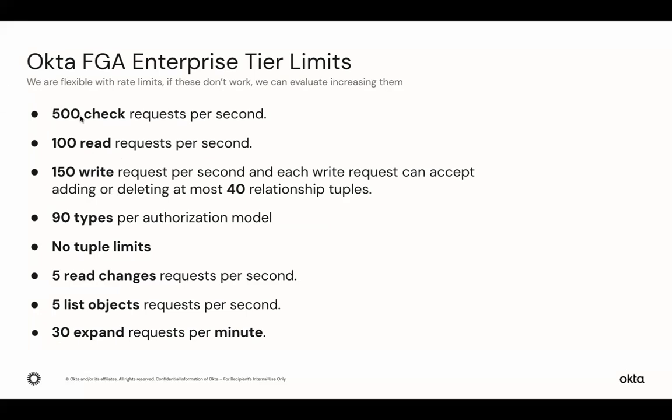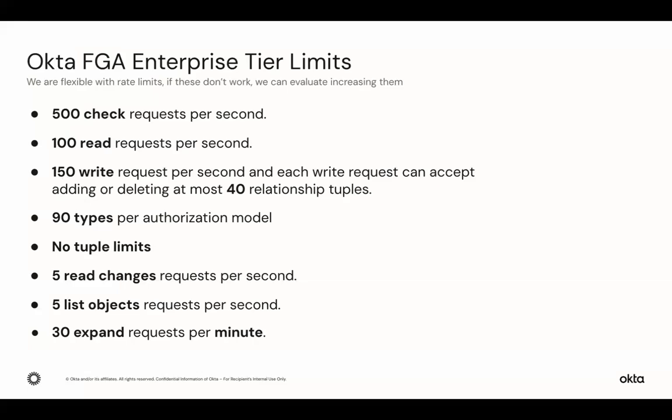So we do have 500 checks per second. So basically, your application can call FGA 500 times per second to check on permissions. So we can handle that. If you want to read data, we have up to 100 requests per second. Write data, which is when you add data, is 150 requests per second.